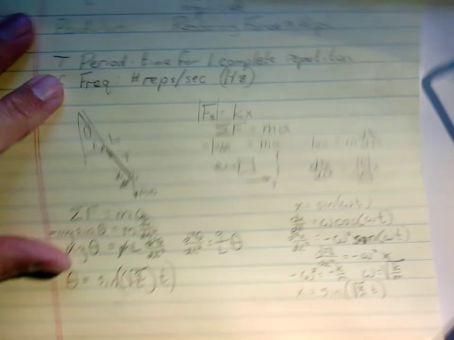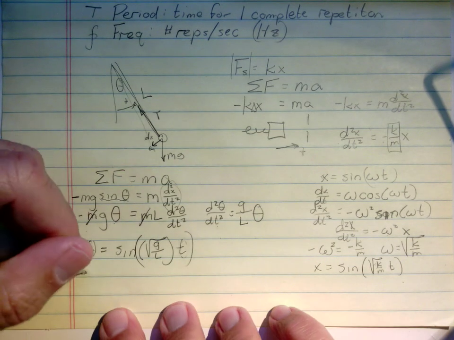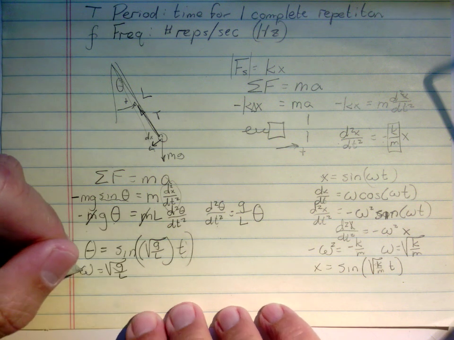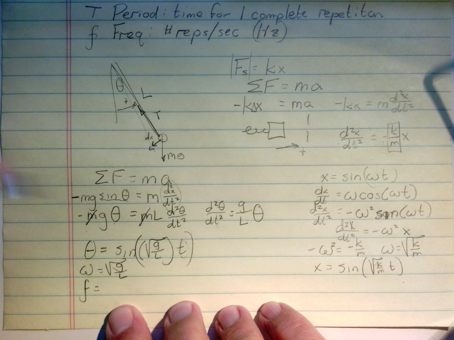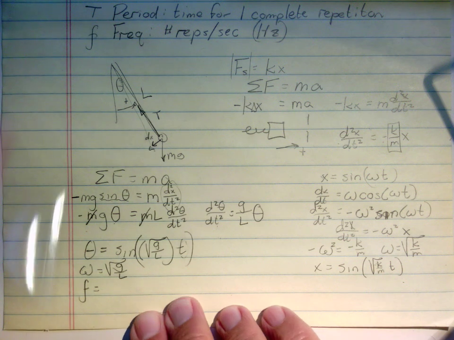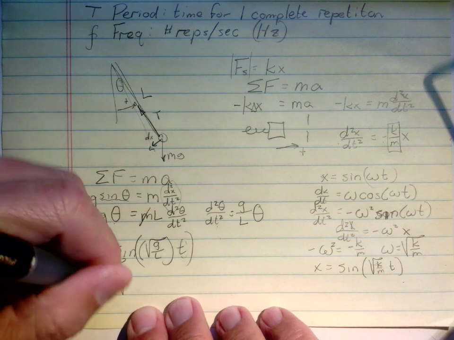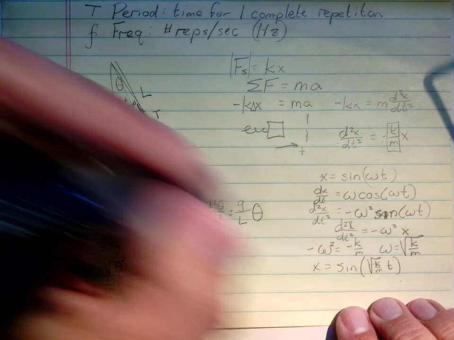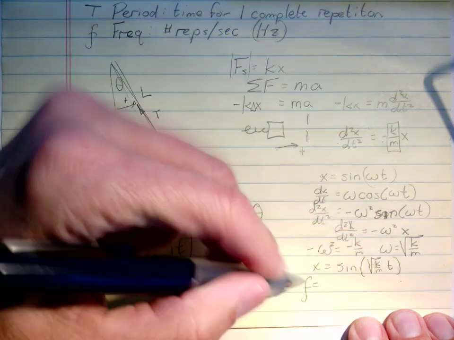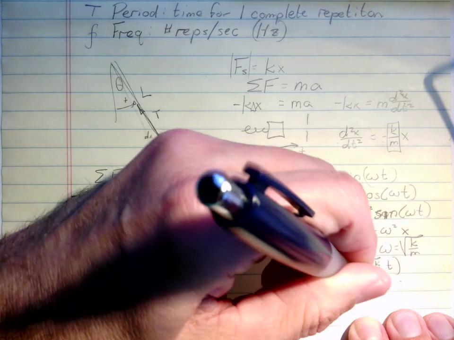Now the last thing I'm going to do is write this, instead of omega equals the square root of g over L, in terms of f. Omega is in radians per second. F is in hertz, repetitions per second. And to get from radians per second to repetitions per second, we just divide by 2 pi. It's just a conversion. Square root of g over L. Over here, frequency is going to be, since omega was the square root of k over m, just 1 over 2 pi square root of k over m.